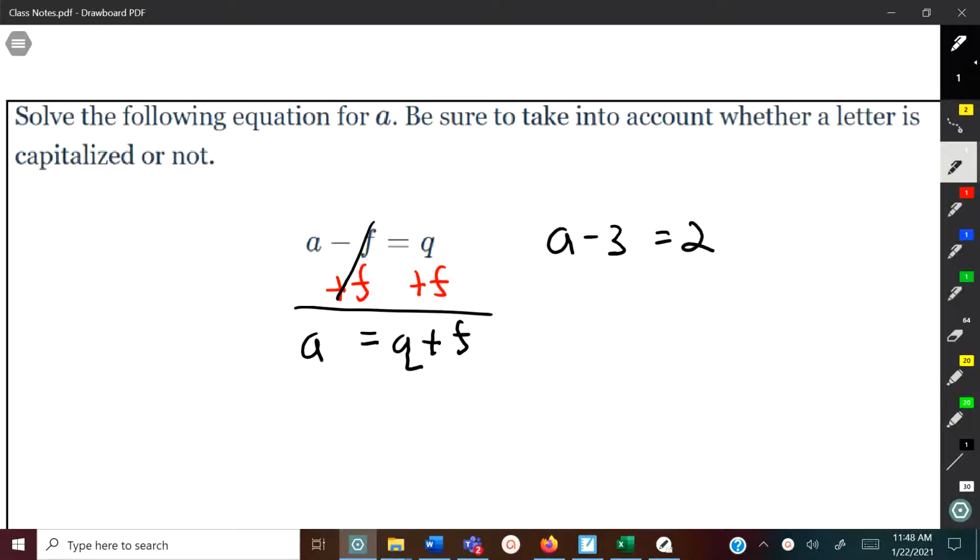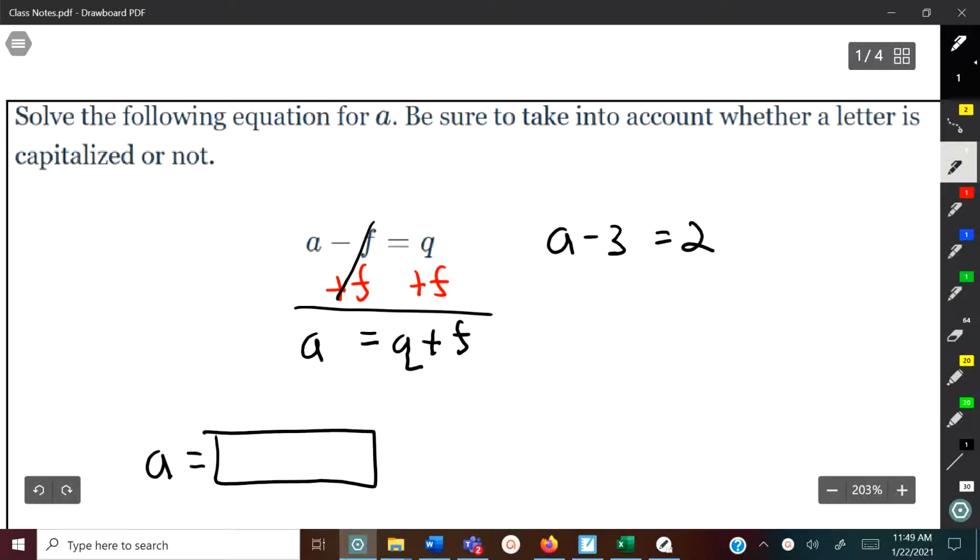And that's our answer. So in the bottom of the section, it should say A is equal to, and have a box. What you would type in the box is Q plus F.